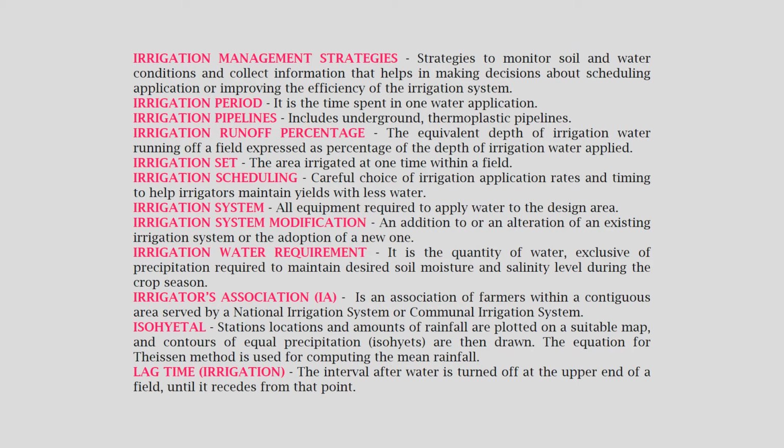Irrigation set. The area irrigated at one time within a field. Irrigation scheduling. Careful choice of irrigation application rates and timing to help irrigators maintain yields with less water. Irrigation system. All equipment required to apply water to the design area.